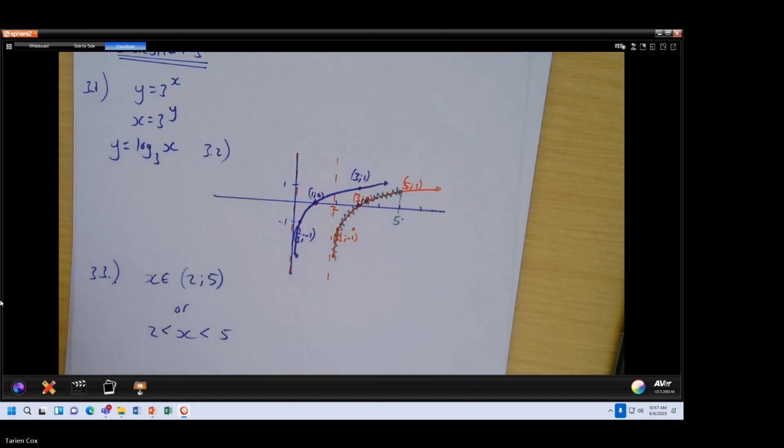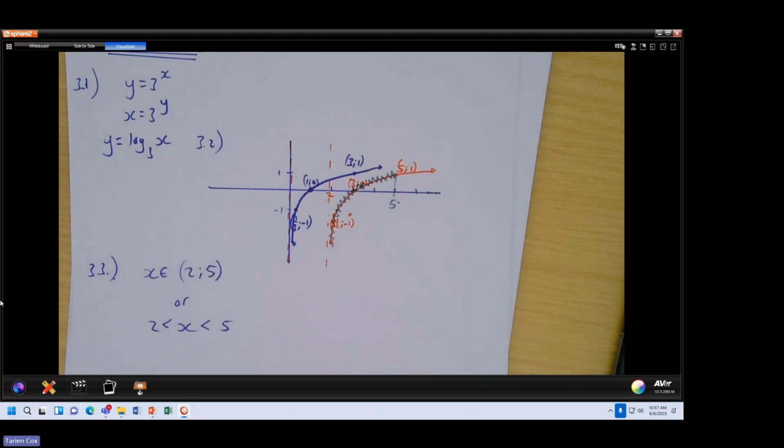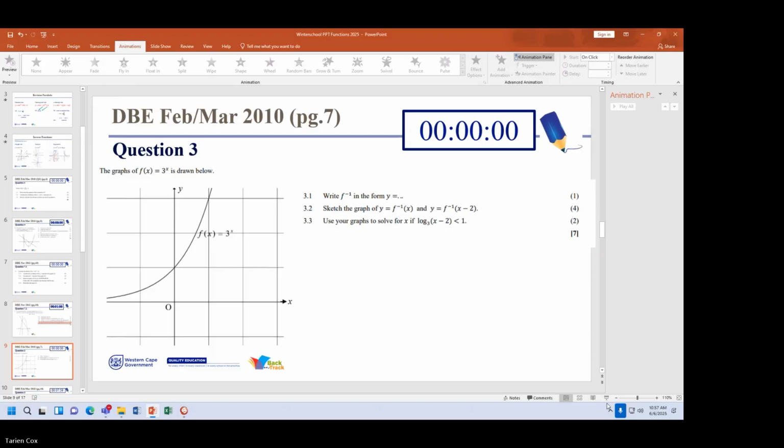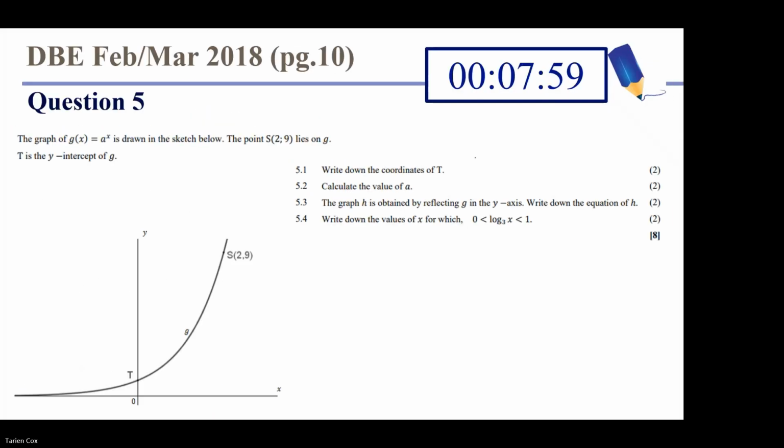Right. So that was question 3.12. So next up, we have question 5. Question 5, another exponential graph, more focusing now on inverse functions, but it will be from the 5th March 2018 paper. On page 10 of your notes, you've got 8 minutes because it's only 8 marks. So I'll give you 8 minutes to complete question 5, you may start.